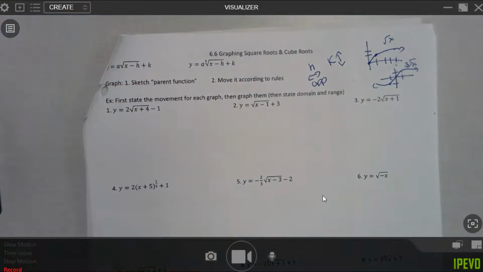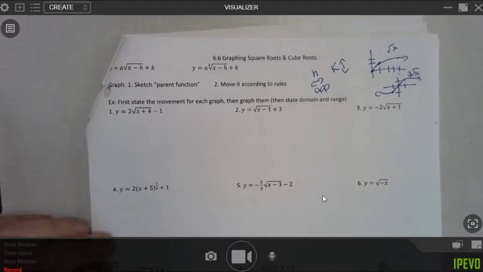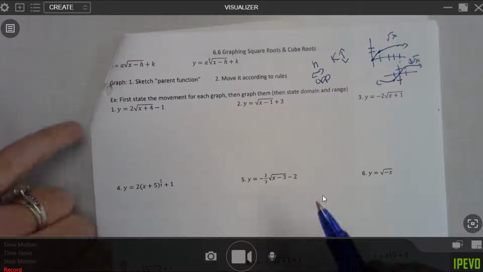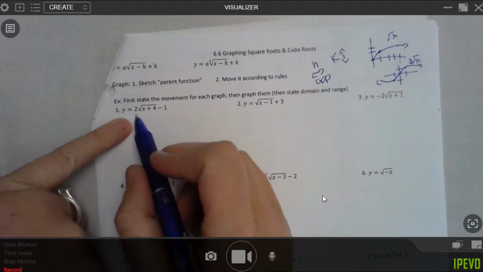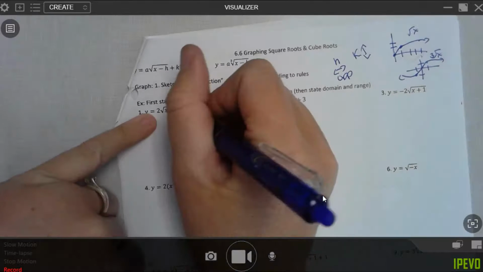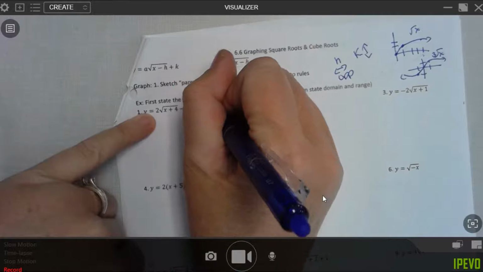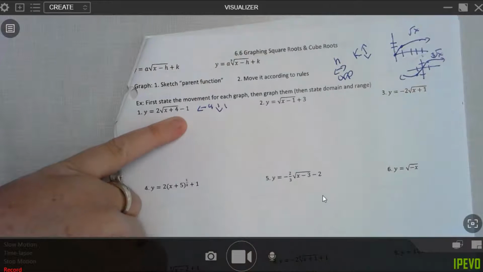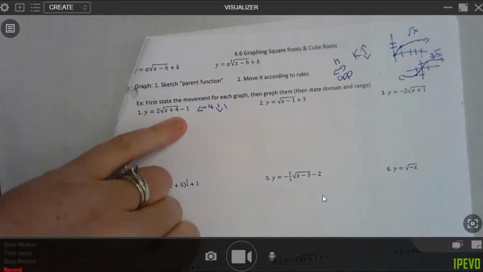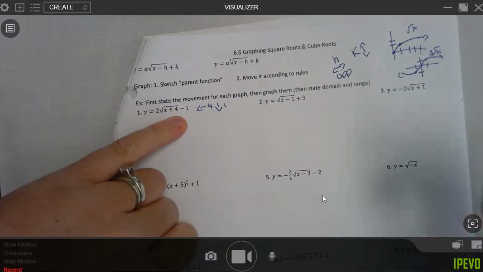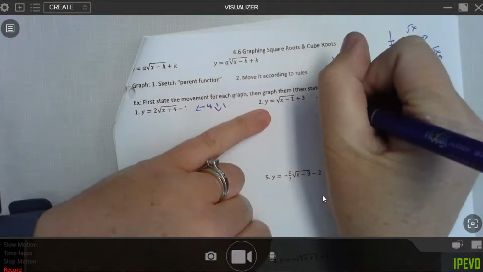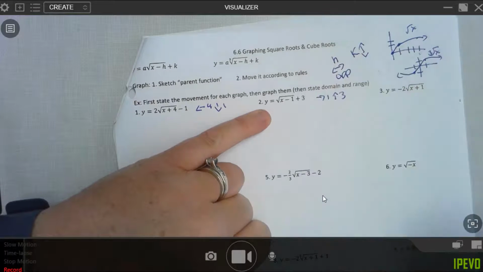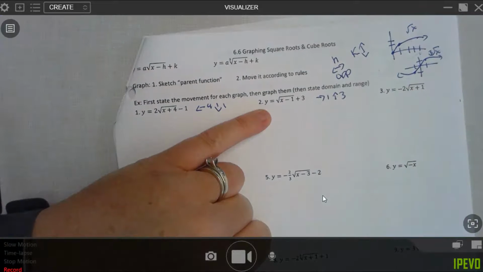So first thing we're going to do is state the movement for all of them, and then we'll graph them afterwards. So the 2 on the outside will just make it be wider. This 4, we're going to go left 4 and then down 1. And the 2 is a little bit wider. So you try to do 2 and then come unpause it and see if you're right. So you should say right 1, up 3.